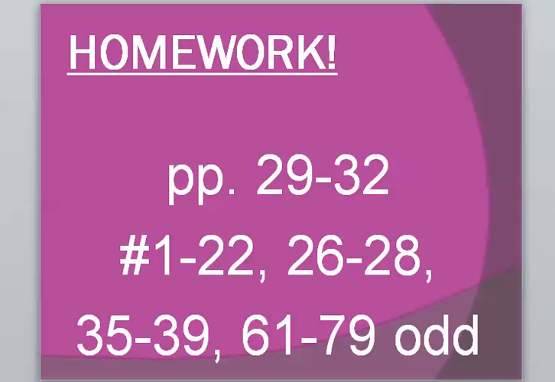Our homework that we'll work on in class is page 29 to 32. We're going to do number 1 through 22, 26 to 28, 35 to 39, and for this first part, that is all the numbers. For the last part, 61 through 79, we're just going to do the odds. Those are review problems, and again, as you're working through the review problems, there is a section number to refer back to. Bring your questions with you to class, and we'll work on the homework.